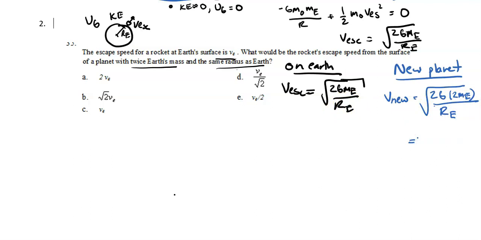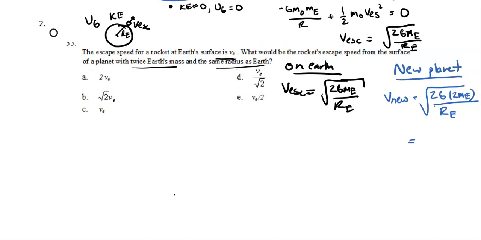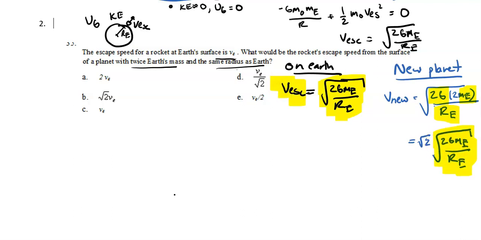Okay, so I essentially want this new V to be in terms of V escape on Earth. So I'm going to see if I can manipulate this to figure this out. What I want to do is keep the 2G ME over RE under the square root. So I want all this stuff to be under the square root. So what do I need to pull out? It looks to me like I need to pull out a square root of 2 from there. Then I'm just left with 2G ME over RE. And that's because this whole thing that I highlighted is just V escape on Earth.